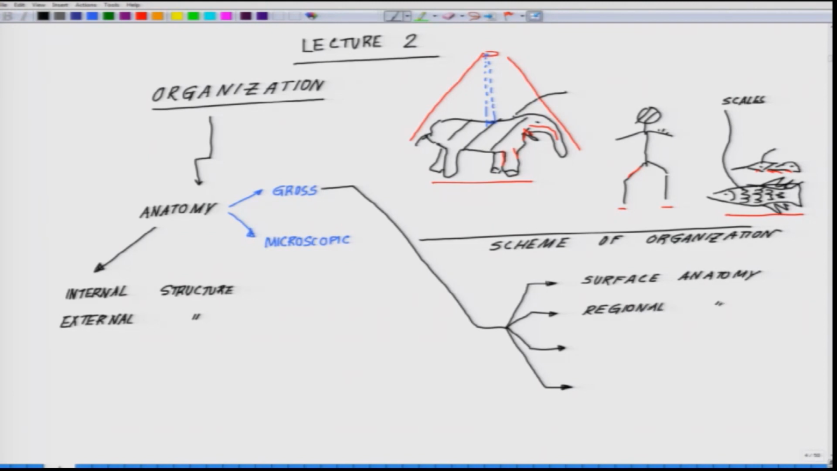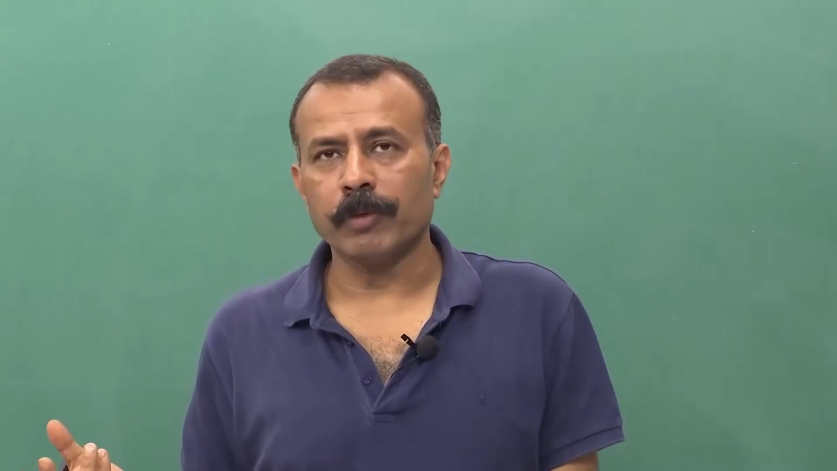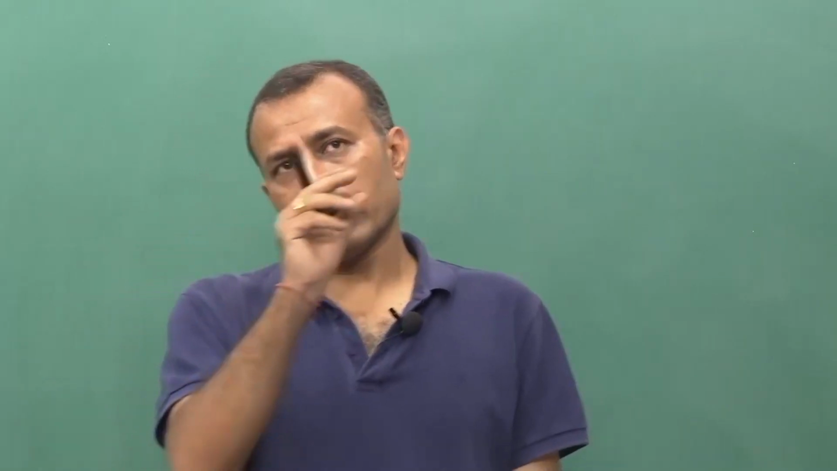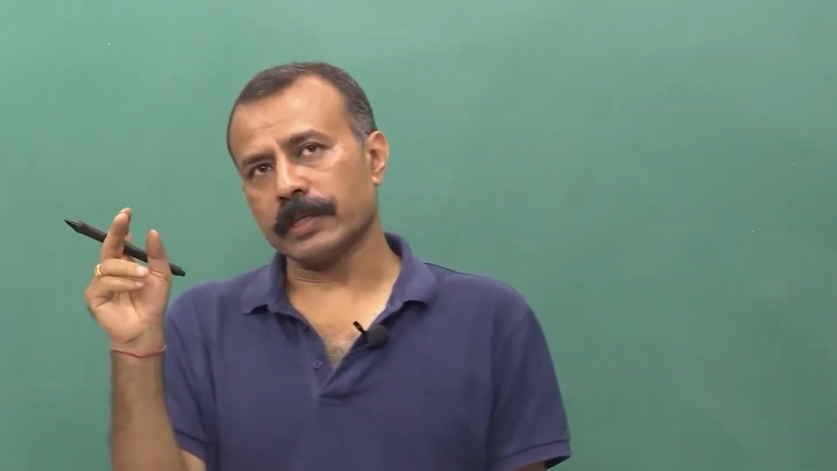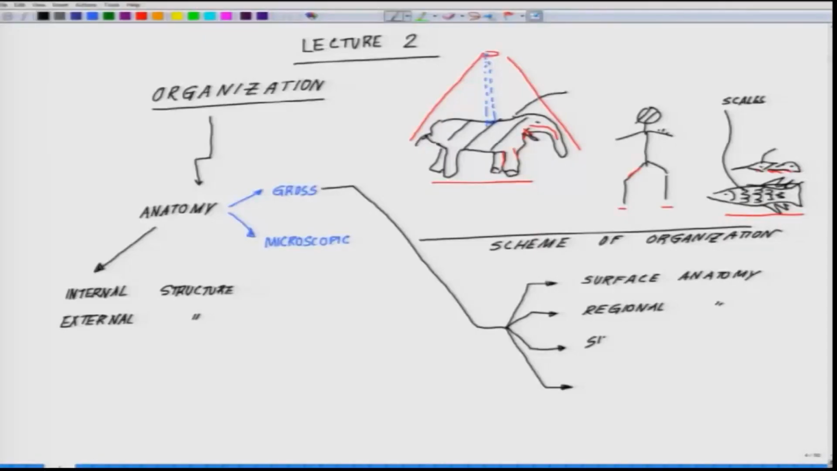Regional anatomy means different aspects. Say for example, the digestive system of a human being as compared to a horse, or a cow, or a fish. If you do a comparative study of these things, it falls under the regional anatomy of that particular part, that particular system. Next comes systemic anatomy, and then comes developmental anatomy.